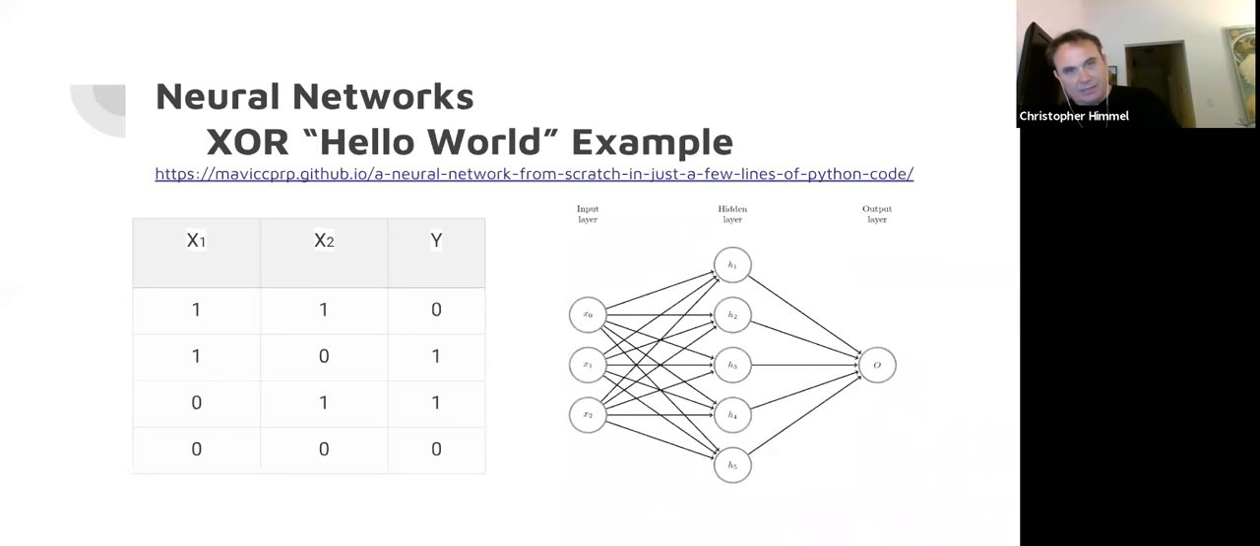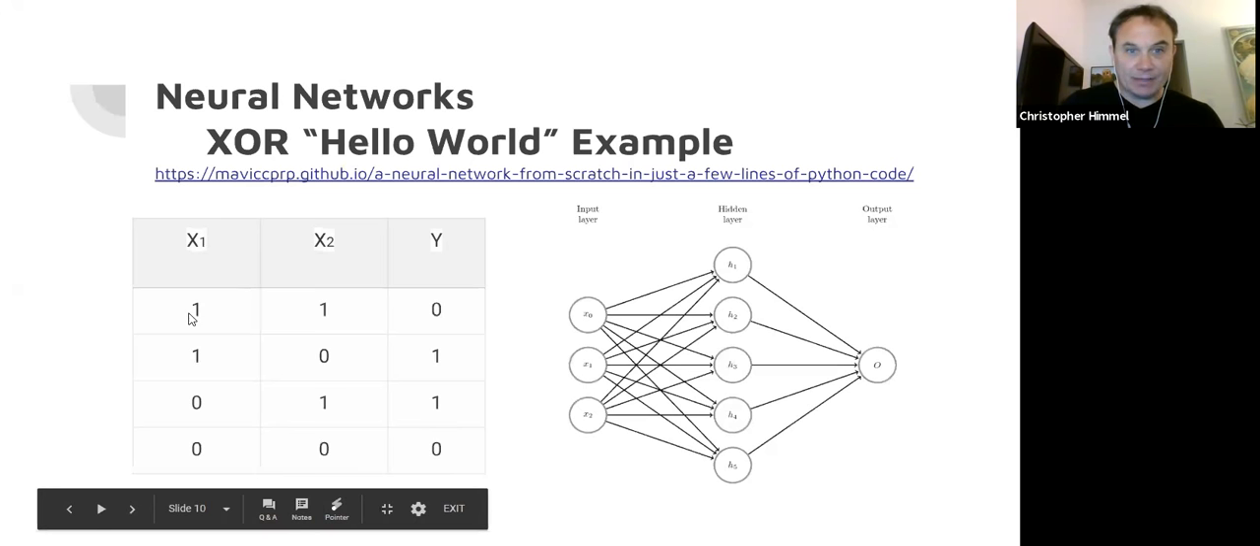All right, so now let's talk about the XOR problem. This is sometimes called the hello world example of neural networks, because it's very, very simple. It's a very small database. It's very unique in that it can't be represented by just one layer. It has to have a hidden layer, which we will get to later.